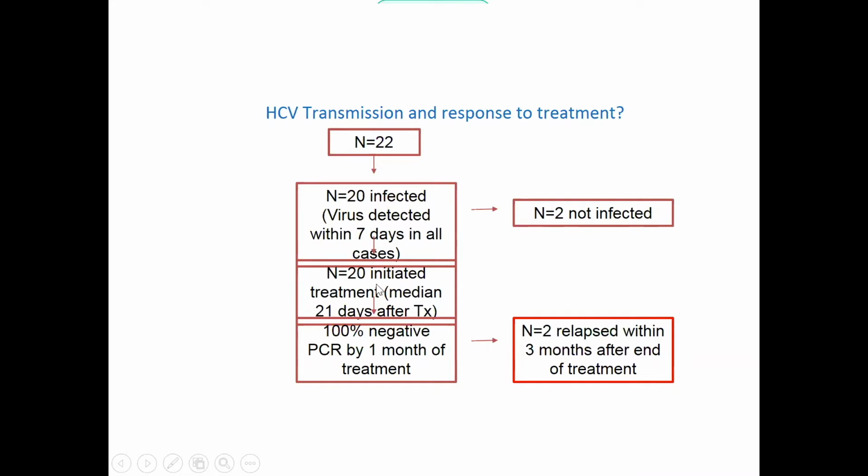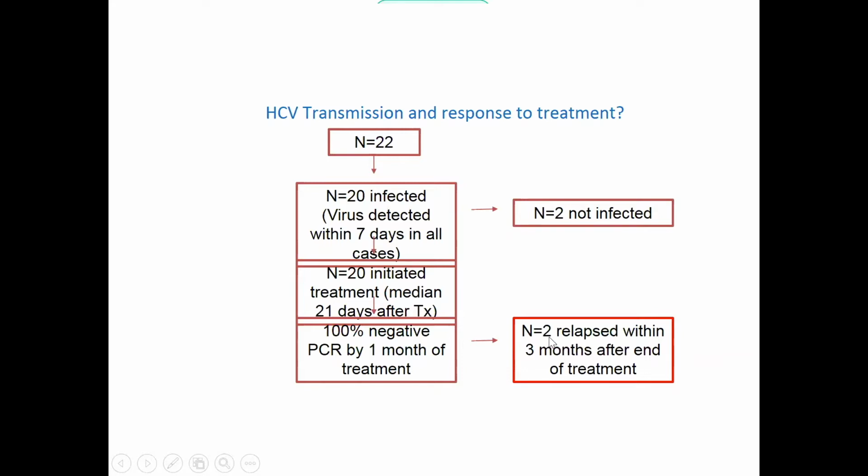And then these 20 initiated antiviral treatment, and we actually waited. We waited till they were out of the ICU, and we waited till they could take pills orally rather than through an NG tube. So the median start time was actually 21 days after transplantation. And basically by month 1 of treatment, all of them were PCR negative, and all of them were negative at the end of treatment. But after treatment, we did have 2 relapses within 3 months.